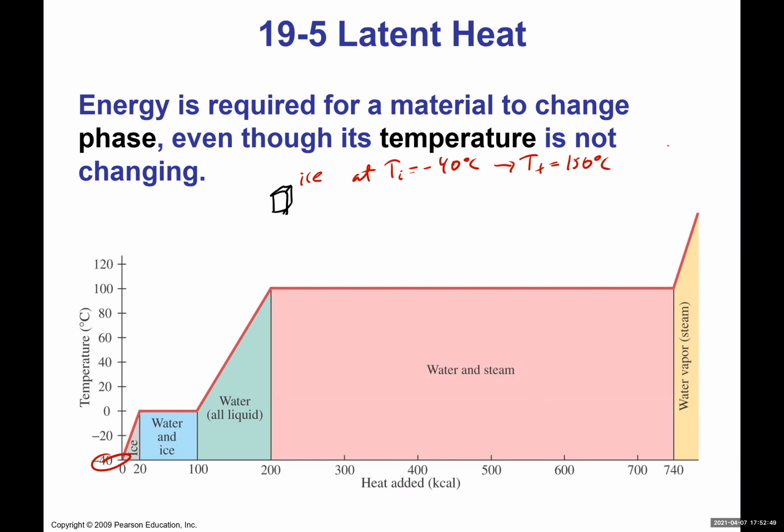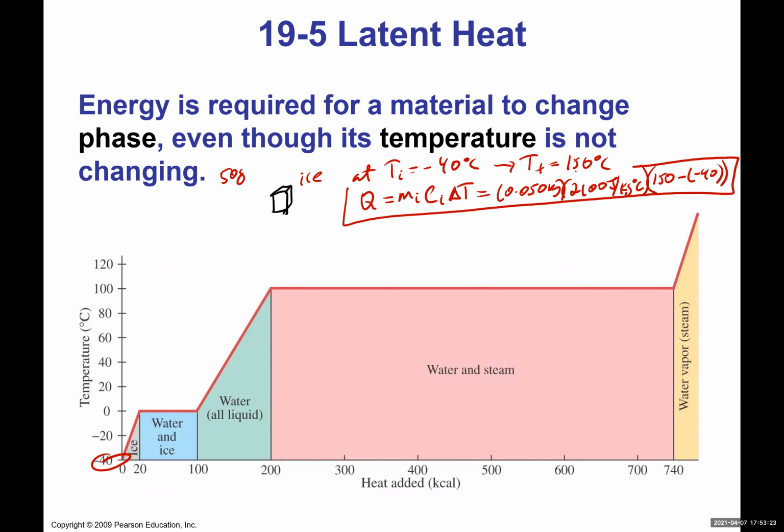Can I use this equation where Q equals the mass of the ice cube times the specific heat of ice times delta T? Let's say it's a 50-gram ice cube, so that means 0.050 kilograms, converting to kilograms. The specific heat of ice was 2100 joules per kilogram degrees Celsius. And the change in temperature, let's say I put 150 minus negative 40. Now the question is, can I use this equation to calculate that, going from negative 40 to 150? Well, the answer is no.